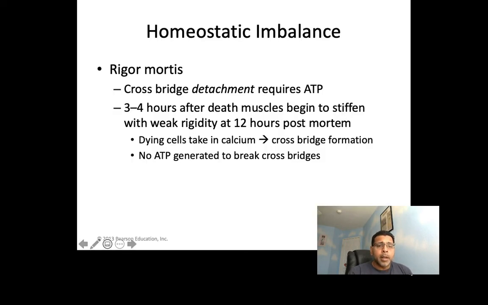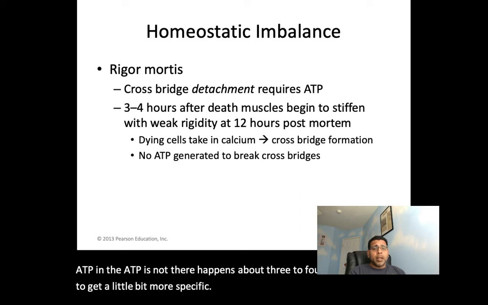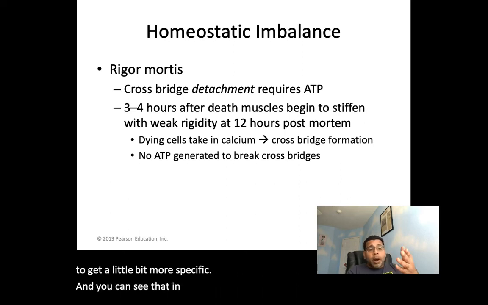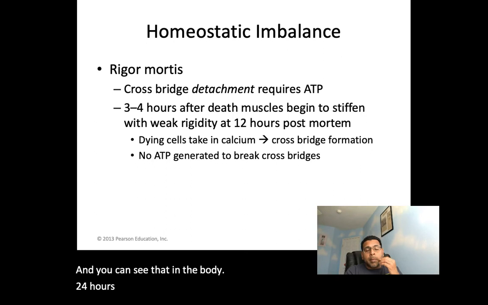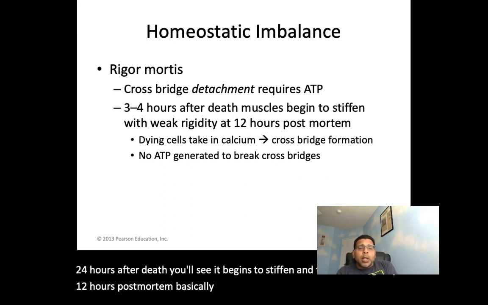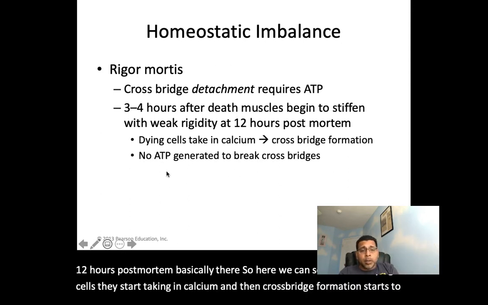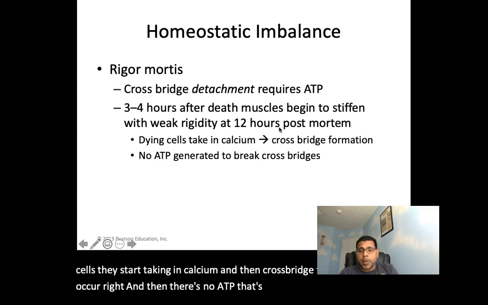All right. So rigor mortis, we can see there as well. Cross-bridge detachment requires ATP, and that ATP is not there. It happens about 3 to 4 hours after death, to get a little bit more specific. You'll see the body begins to stiffen, and then weak rigidity at 12 hours post-mortem. So here we can see the dying cells start taking in calcium, and then cross-bridge formation starts to occur, right? And then there's no ATP generated to help break those cross bridges.